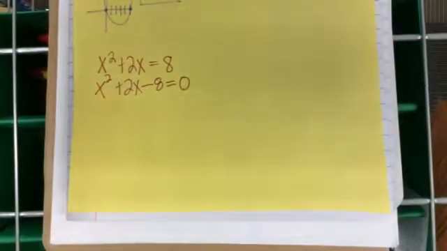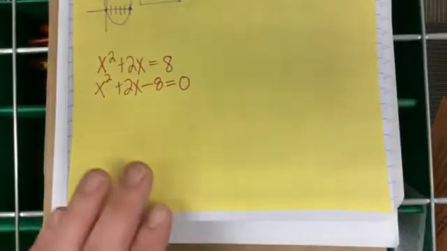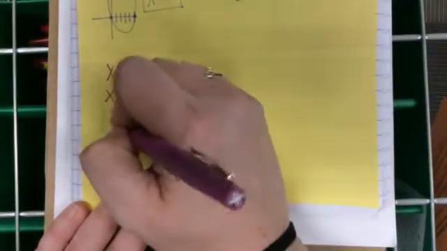So now it equals 0. Instead of graphing it, I'm going to factor it. So are there factors of negative 8? What times what equals negative 8, but when you add them together, makes 2? Negative 2 and positive 4.